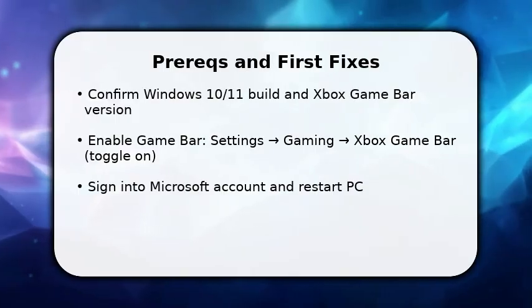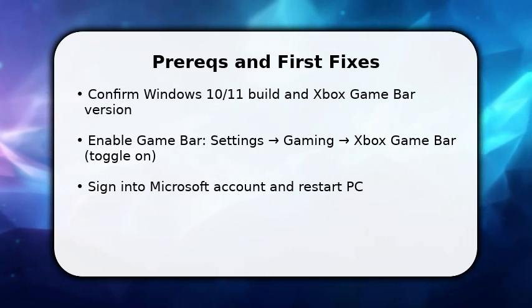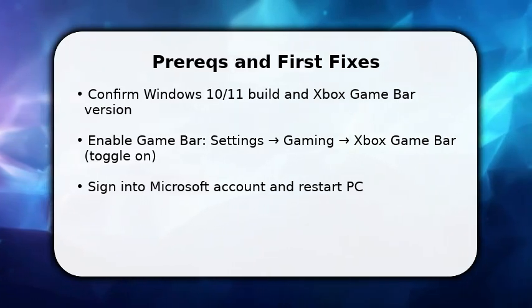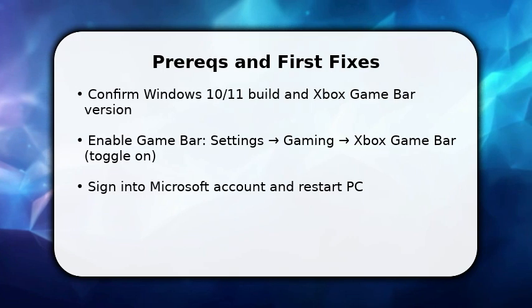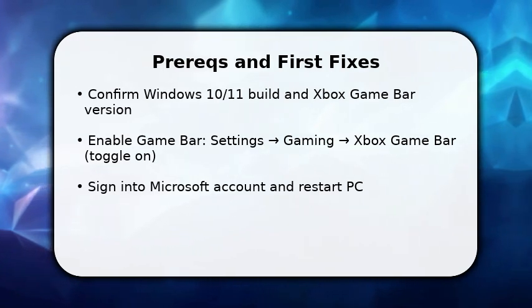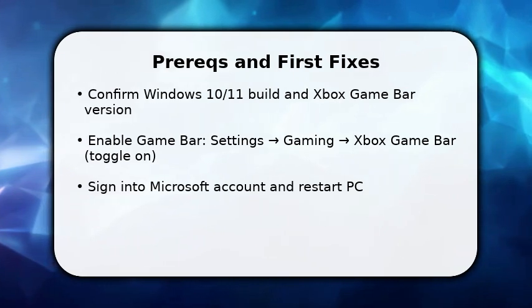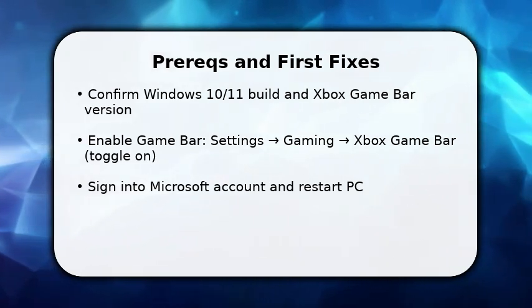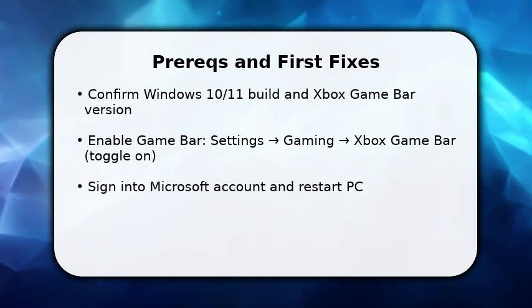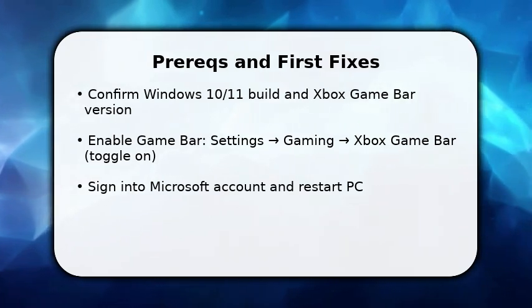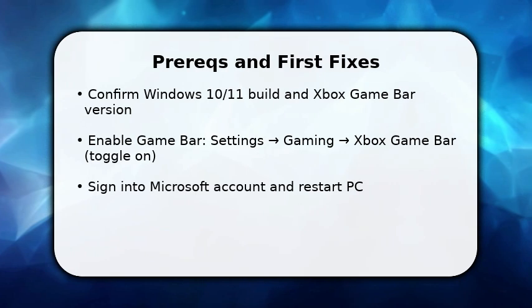You'll start by confirming prerequisites and taking the first actionable steps. First, make sure you're on a supported Windows 10 or 11 build and that Game Bar is installed. Open Settings, go to Gaming and turn Xbox Game Bar on. This registers hotkeys and background services. Sign into your Microsoft account so cloud features authenticate.